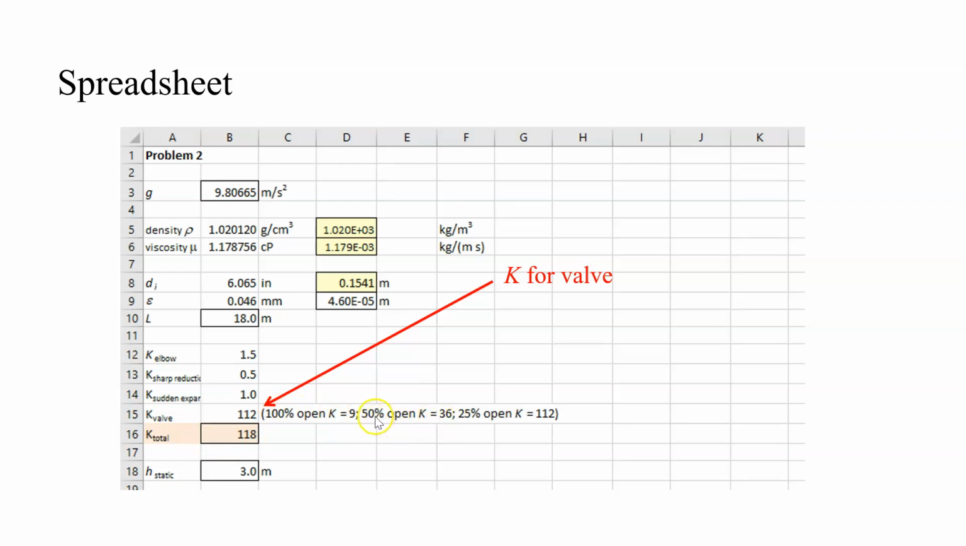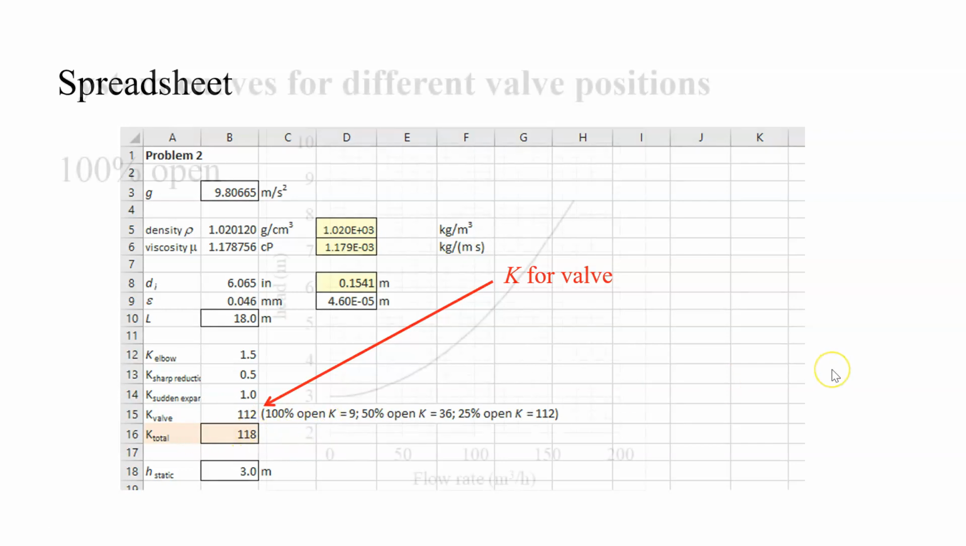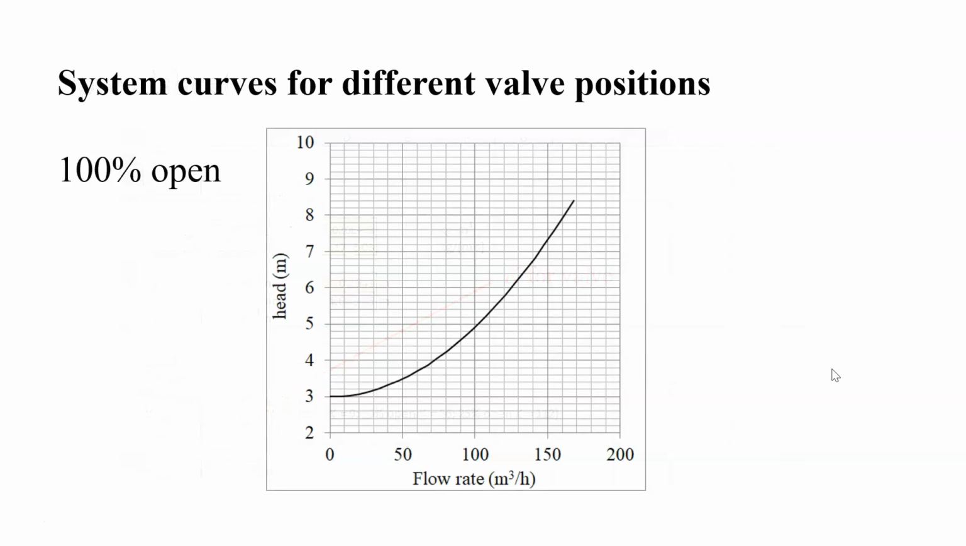K is 36 for the half open valve. K is 112 for the quarter open valve. Clearly, the more choked off or closed the valve is, the more friction there is. This is really huge. You know, a valve which is only a quarter open has this huge coefficient K here. And I've put that number in the cell here so that I can easily change it. Notice that by far the biggest contribution to the friction in our pipe system is the valve. So, in the previous lecture I showed you just the table from the spreadsheet. Well, here's the graph that goes along with it.